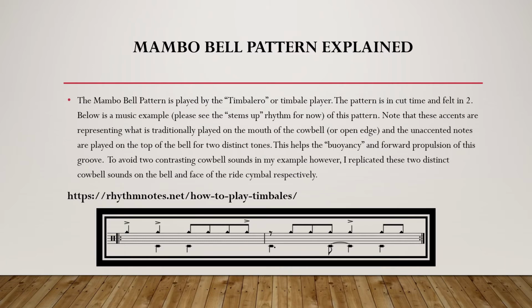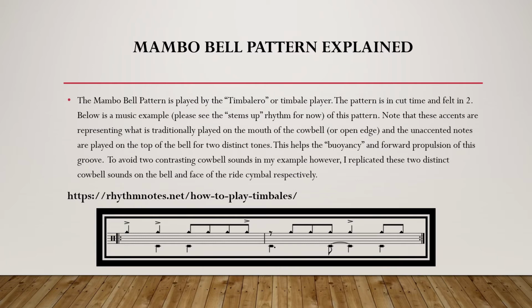Please note that the accents in the stems up rhythm represent what is traditionally played on the mouth of the cowbell or open edge, and the unaccented notes in that rhythm are played on the top of the bell for two very distinct tones. This helps what I call the buoyancy or forward propulsion of this groove. Without it, if all notes sound accented or if all notes sound unaccented, the groove quickly becomes stagnant.